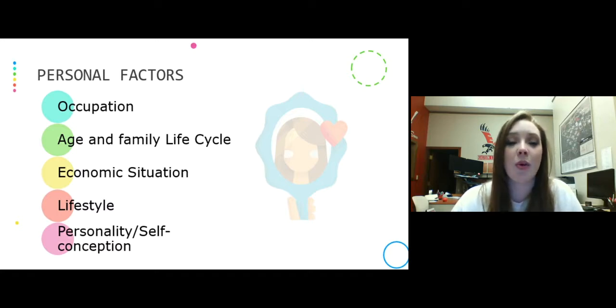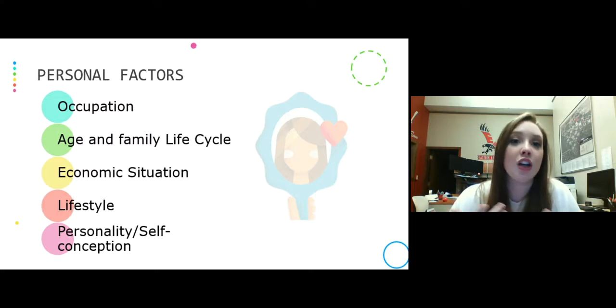Again, back to what we just talked about, what your role in society is, your occupation is going to determine the clothes that you buy, the car that you drive, even the coffee cup you buy sometimes. And so next is your age and family lifestyle. Your age is going to determine so much.